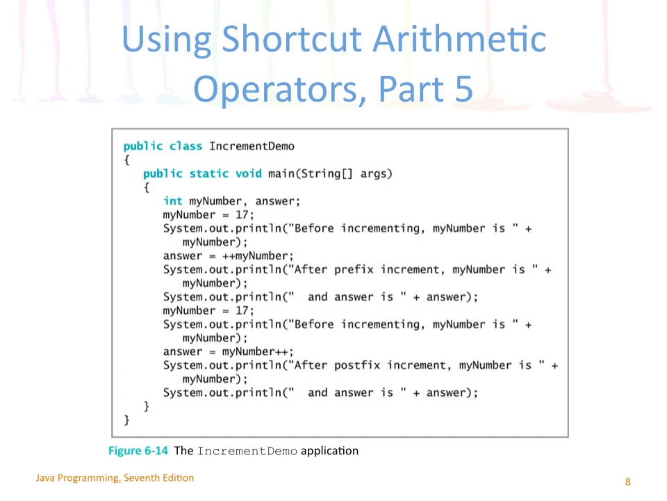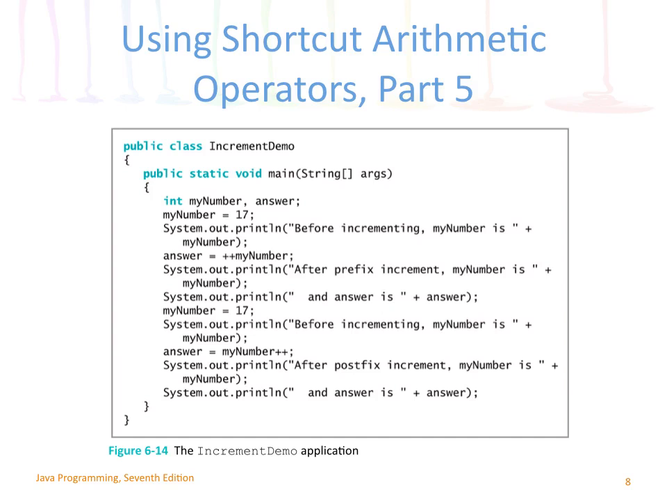We've got int my number and answer. We set my number equal to 17, and we say before incrementing, my number is, and that will print out 17. And then we say answer equals plus plus my number. Now that's the prefix version of the increment operator. So we'll add 1 to my number, so my number will become 18, and then it will store that 18 inside answer. So we say after a prefix increment, my number is, and it's going to be 18. And answer is, and it's going to be 18 because it was the prefix operator.